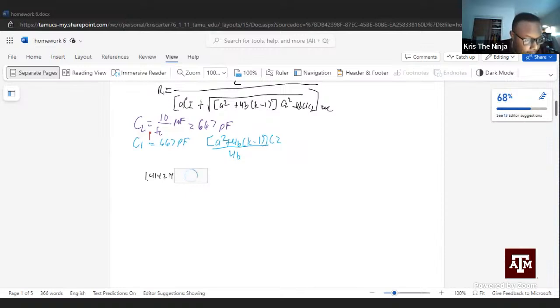Okay, and then we're adding that to plus 4 times b. B in this case is 1, because a Butterworth filter always has a B value of 1. K minus 1 is 1 because 2 minus 1 is 1. So that's just plus 4.